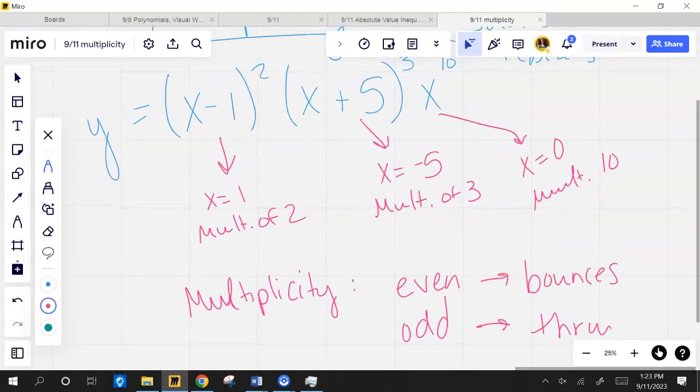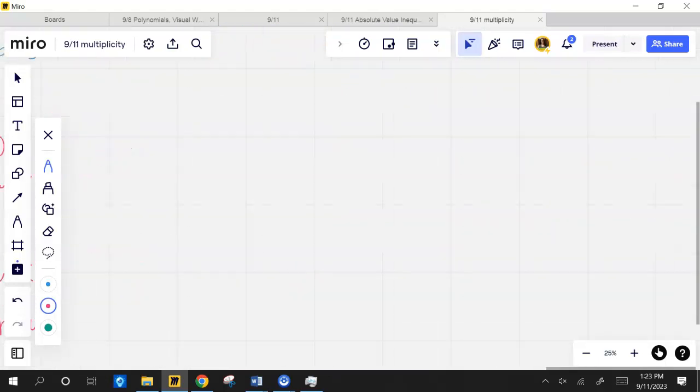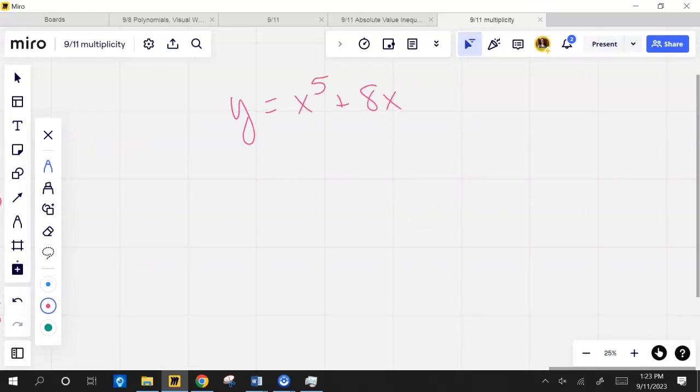All right, so you may get it in factored form like this, or you may have to manipulate it to get it into factored form. So let me show you an example, and then I will be quiet. Y'all got this? Identify all the zeros, their multiplicity, and the effect that the multiplicity has on the graph. Ready, set, go.